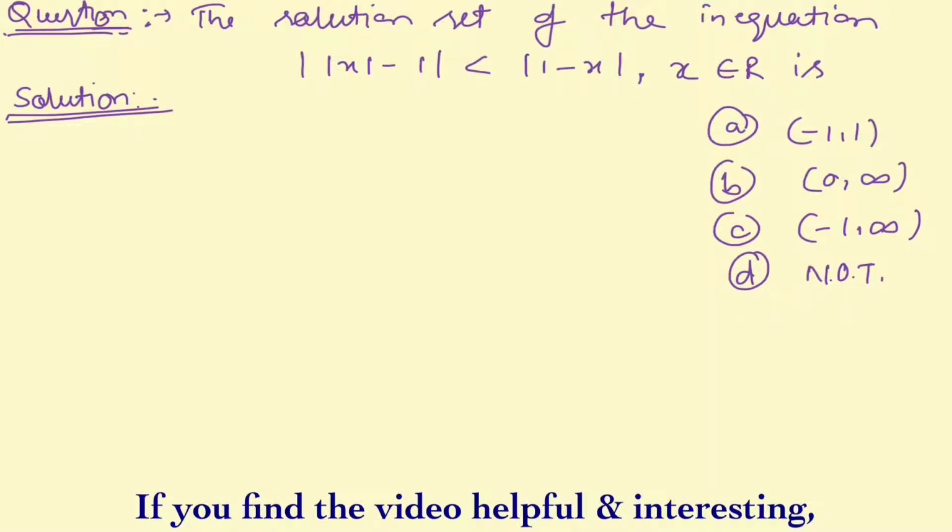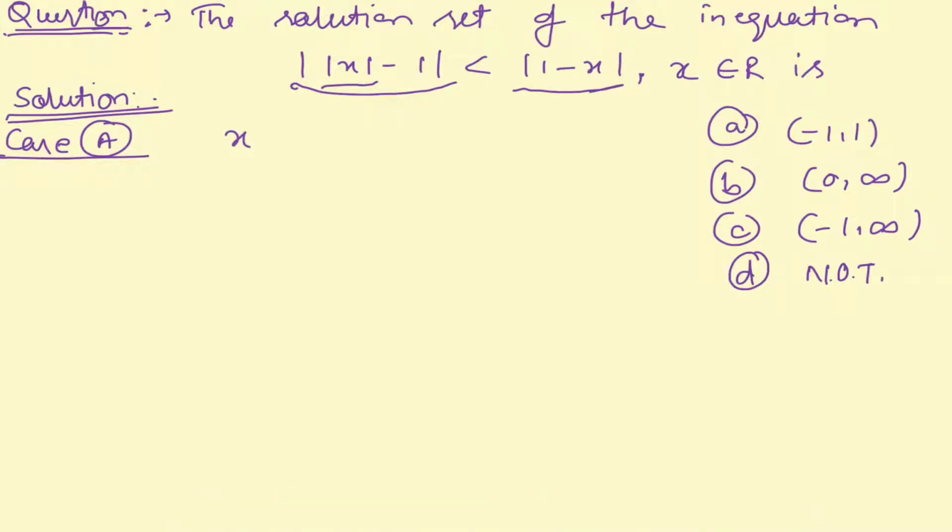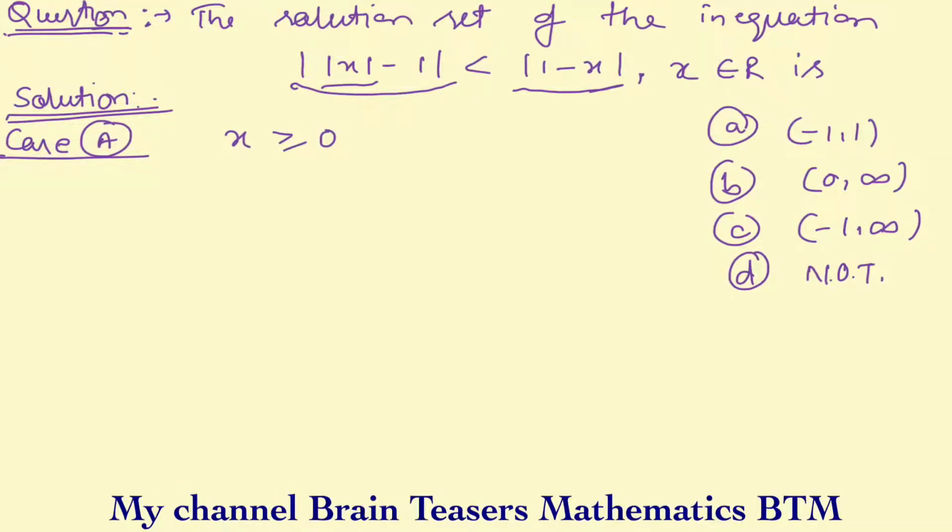Here three mods are given. One mod over mod, two mods are given, that is mod x, then another mod outside, mod of x minus 1 whole mod, and this mod of 1 minus x. So the first thing we are going to do is remove the mod of x. Here we are going to take two cases: case a, when x is greater than or equal to 0, positive, and case b, when x is less than 0.